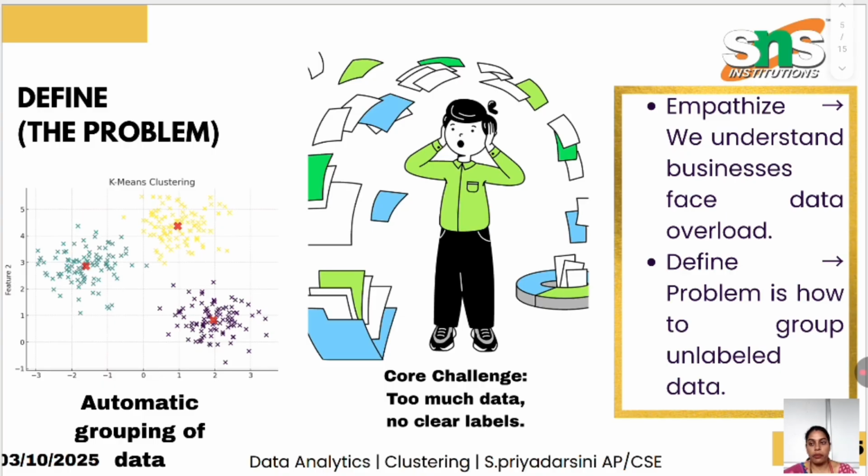In the define part, here we are going to define the problem. The problem is that businesses today face data overload. Too much information is there, but no clear labels are available. So the real challenge is, how do we automatically group unlabeled data in a meaningful way? That is where clustering comes in. Among many methods, we will focus on k-means because it's both simple and powerful.